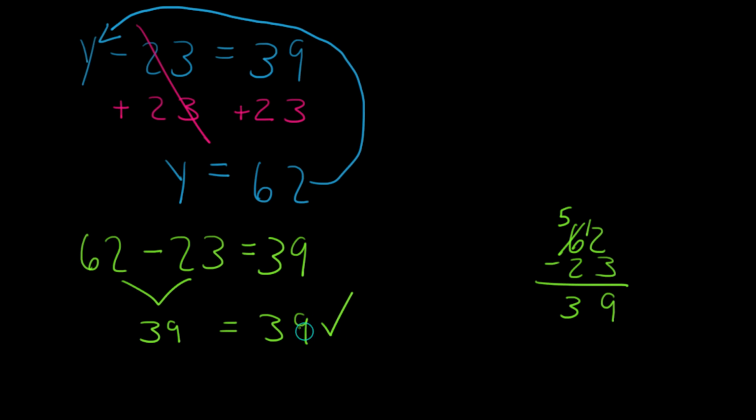From here I'm going to write the solution to this original equation, and that solution is y is equal to 62. So I'm going to just rewrite that here. y is equal to 62. And I can box that answer up.